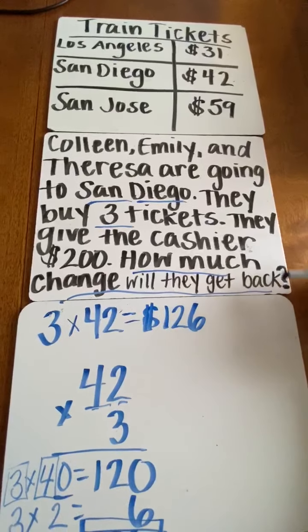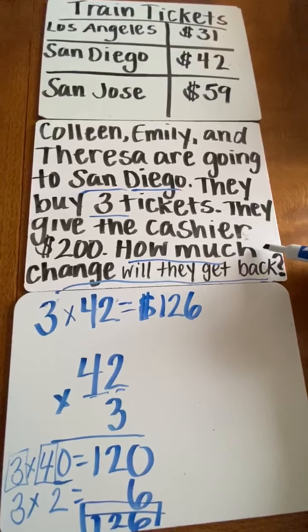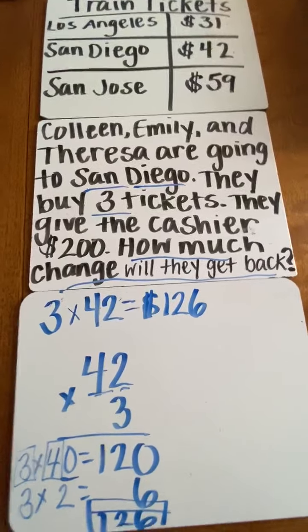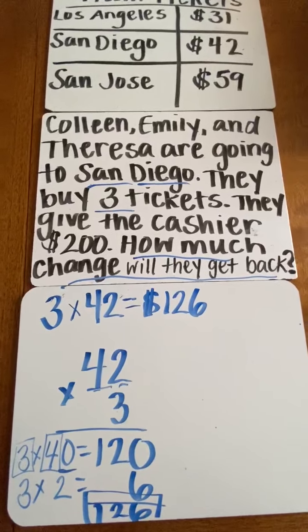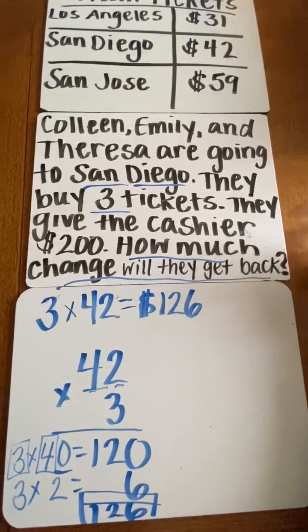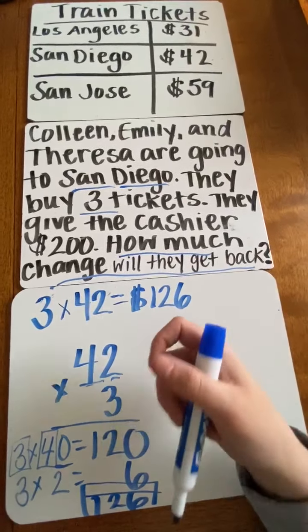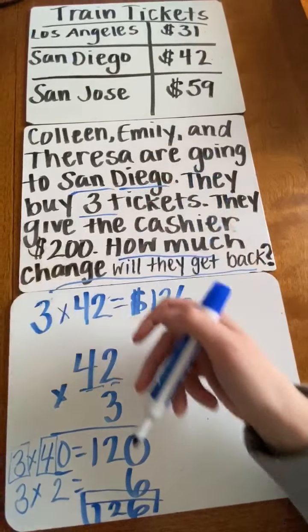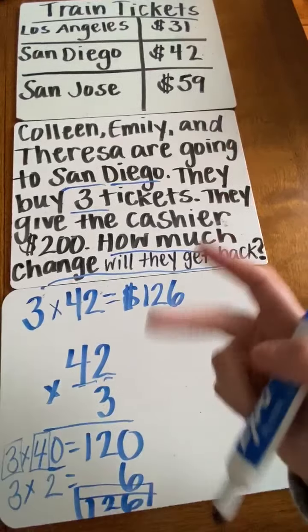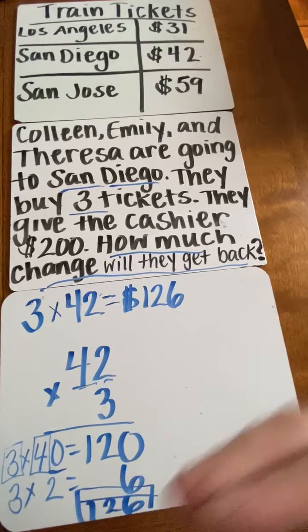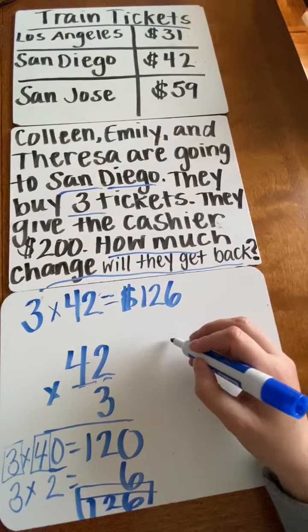But is that what my question is asking me? My question wants to know how much change they get back. So there's another step I need to do. I know they give the cashier $200. So if I'm going to a store and I give the cashier money, they are going to give me the difference, or the change, back. So that difference, that change, tells me that I need to subtract.